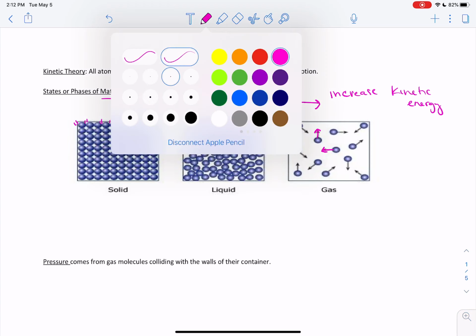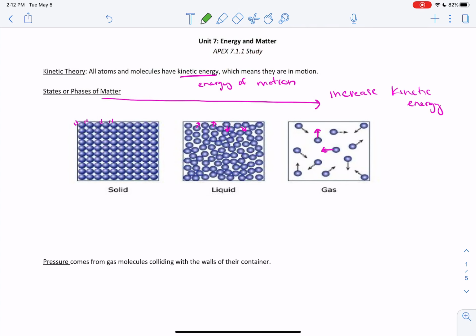Okay? And we know that there are these phase changes. So if you go from solid to liquid, we call that melting. As we go from liquid to gas, we call that evaporating. If you went from gas to liquid the other way, we would call this condensing. And from liquid to solid is freezing. Okay, so we remember that.